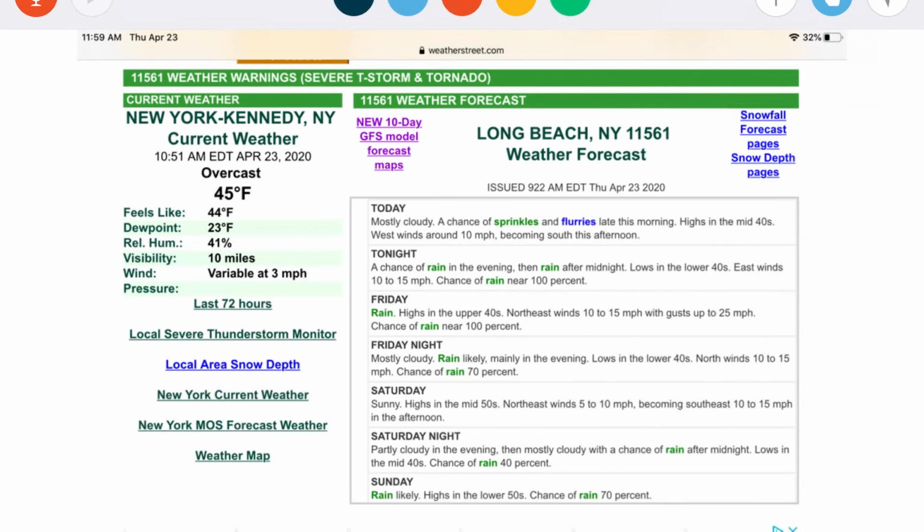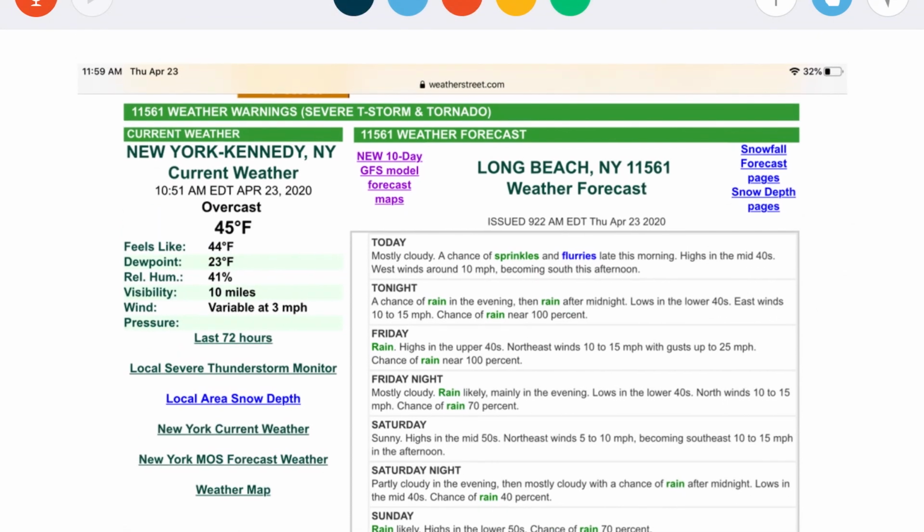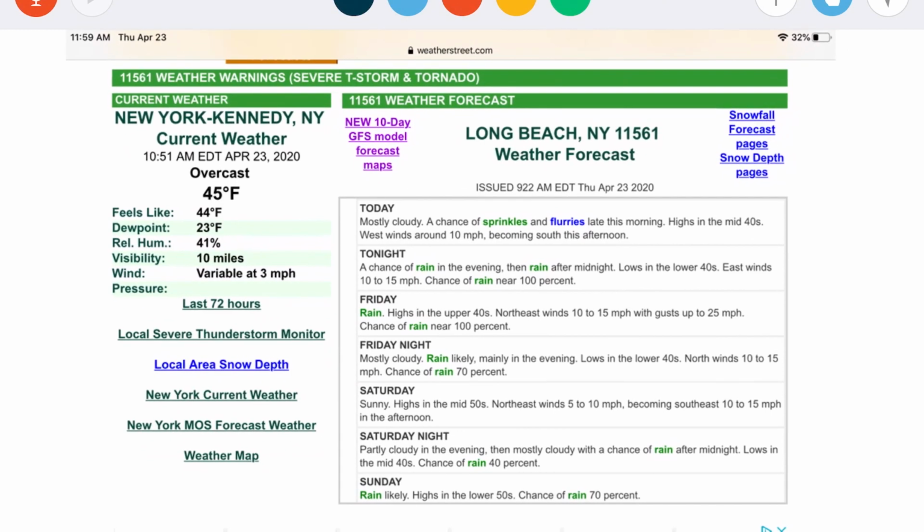All right, so just one last thing. Here is an actual forecast of today from weatherstreet.com. I just Googled it. So here is an actual forecast from today. I'd like to show you guys a real weather forecast. Right now, it's 45 degrees Fahrenheit. Probably because of the wind, it feels like 44. The actual temperature of the air is 45.